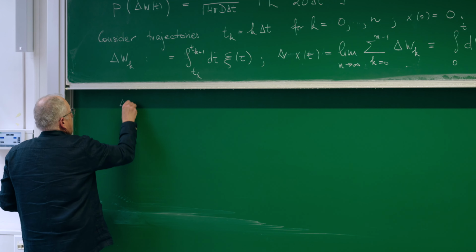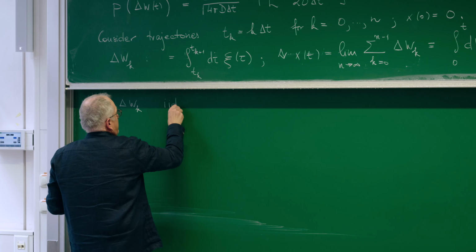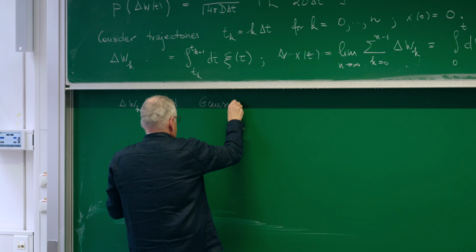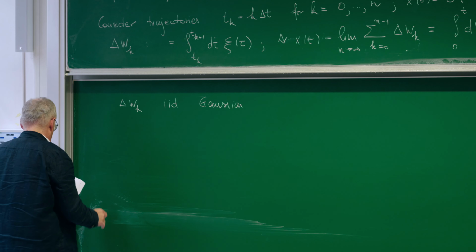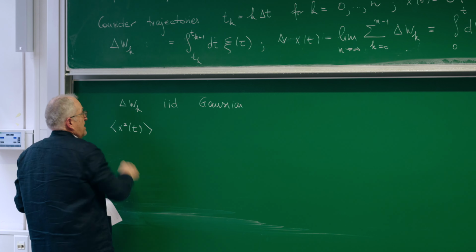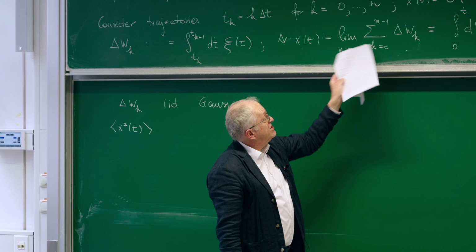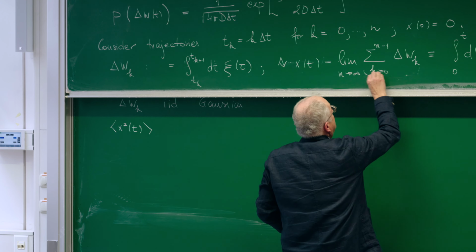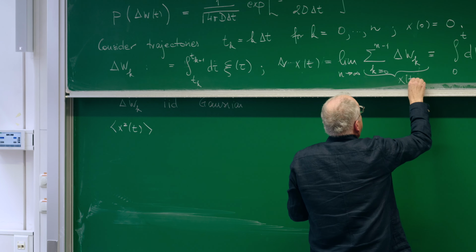Now we do have that these delta w_k's are IID and Gaussian. Then I can do the calculation of moments. So for example, I can calculate the second moment. Well, for that you just need the expression that I've defined here, or maybe call this here x of T_n.